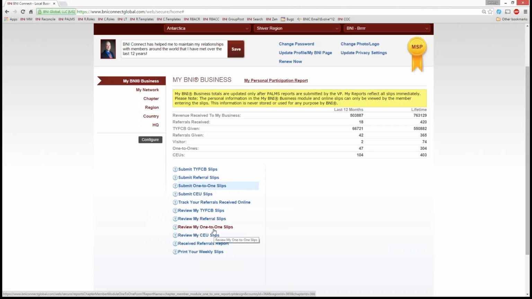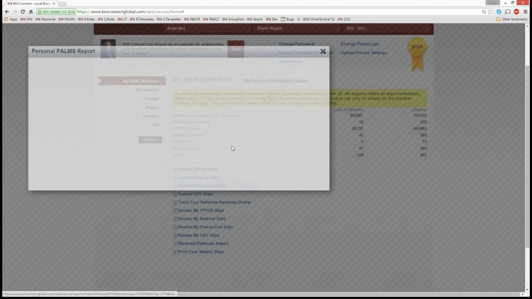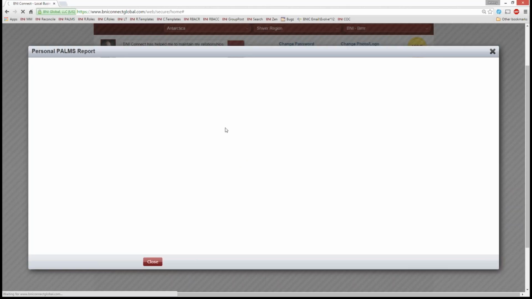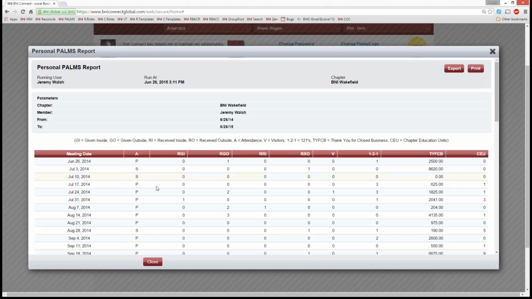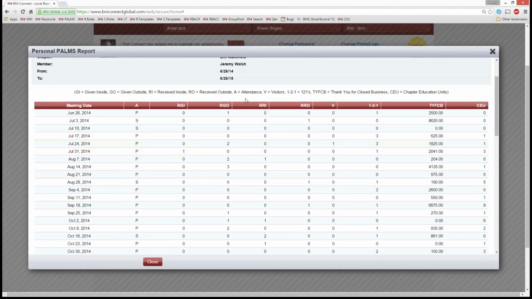Now, for members that are saying, oh, I have more one-to-ones than that, or I wasn't absent that many times, or whatever else it is, my recommendation is to have them go to this My Personal Participation Report. And this will give a member a week-by-week history of their participation for the past year.